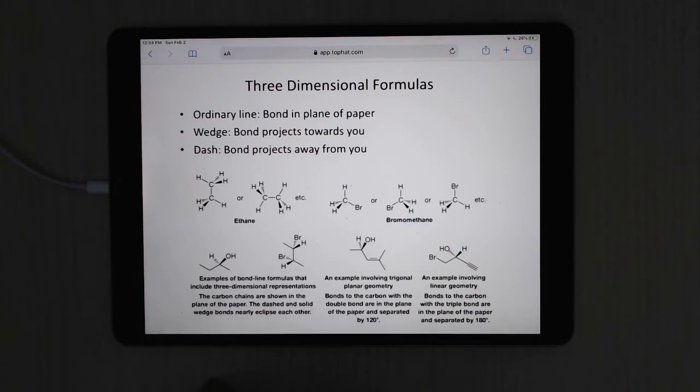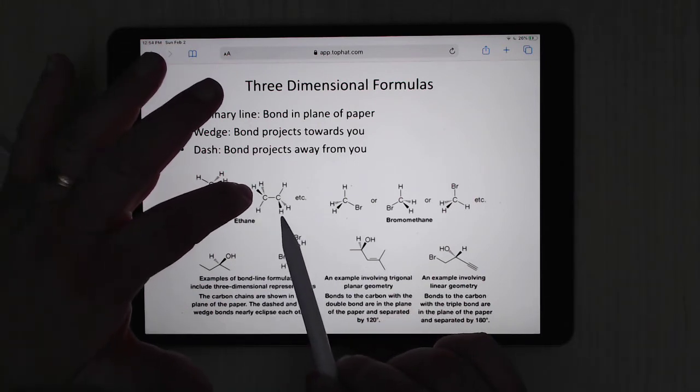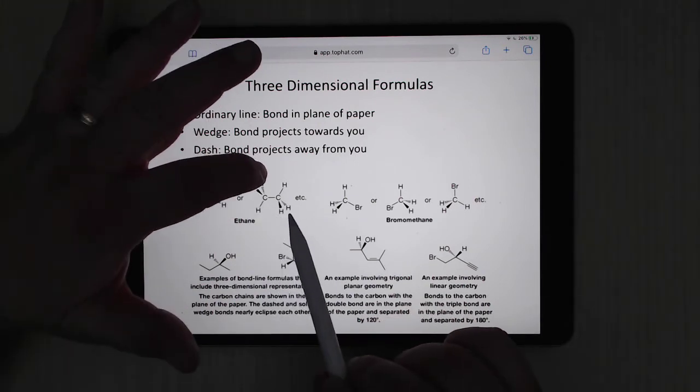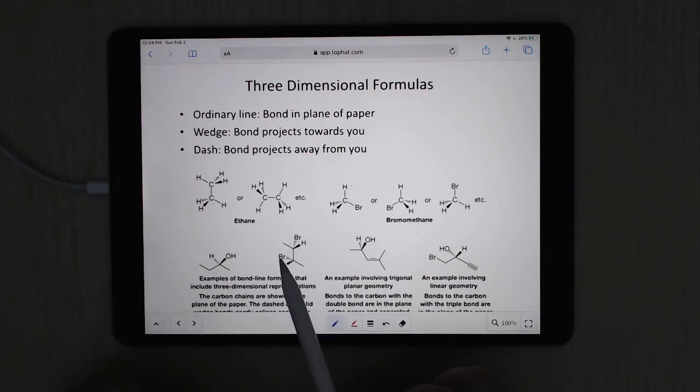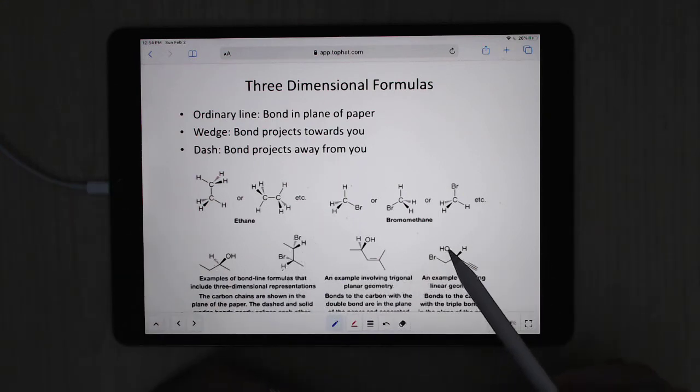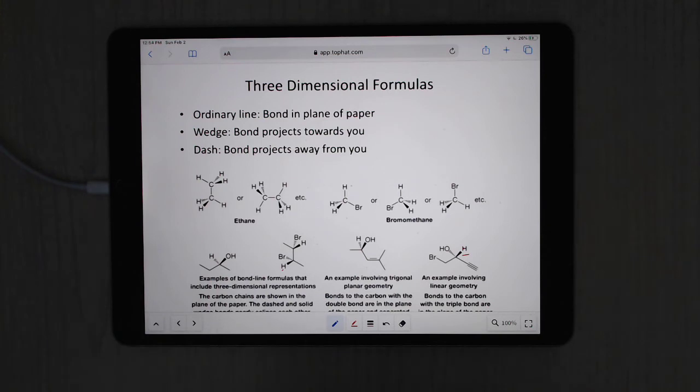So like this hydrogen and that hydrogen, they're coming out at you, while these two hydrogens are going away. In here, this OH is pointing out at you, the hydrogen is going away. Here, the 2 bromines are going away, these 2 hydrogens are coming out at you. And then this one, the bromine and this carbon-carbon triple bond here, these are in the plane of the board. This hydrogen's coming out at you, the OH is going away. So that's how you read these things.